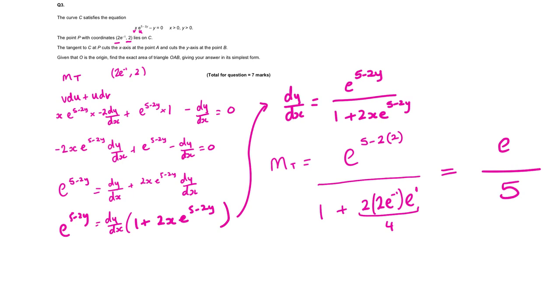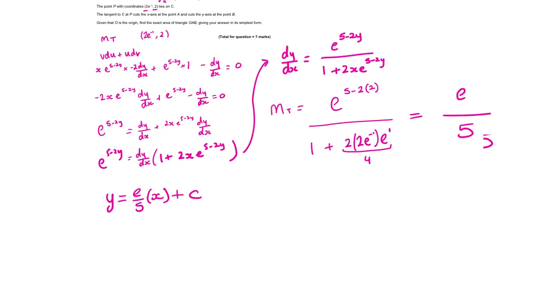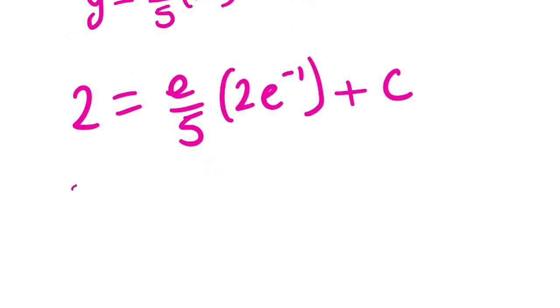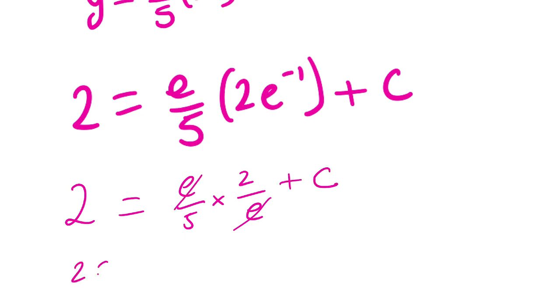So now we can write our equation of a straight line. So y equals our gradient x plus c. Okay, now I'm going to have to substitute in our values. So 2 equals e over 5 times 2e to the minus 1 plus c. Remember, 2e to the minus 1 is actually 2 over e. So e over 5 times 2 over e, our e's are going to cancel, plus c. So we're going to get 2 equals 2/5 plus c.